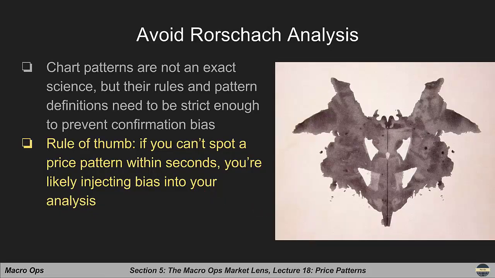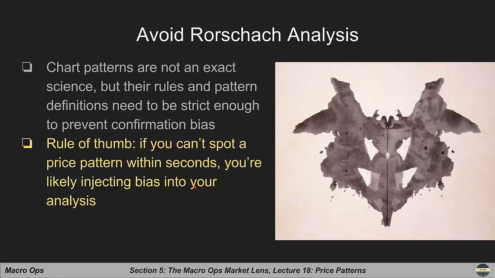So when we're doing chart analysis, we want to avoid what's called Rorschach analysis. And chart patterns are not an exact science, but their rules and pattern definitions need to be strict enough to prevent you from injecting your own confirmation bias. And that's because if we just label anything as any old pattern, we see any old congestion, and just draw some lines in the chart, we can end up injecting what we think or what we want the market to do rather than having an objective opinion about what's going to happen.